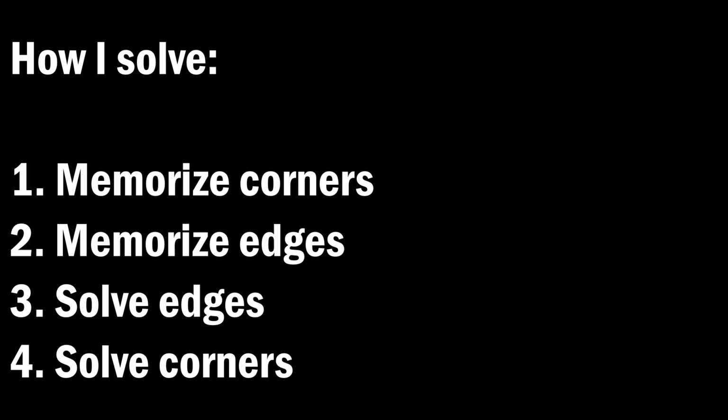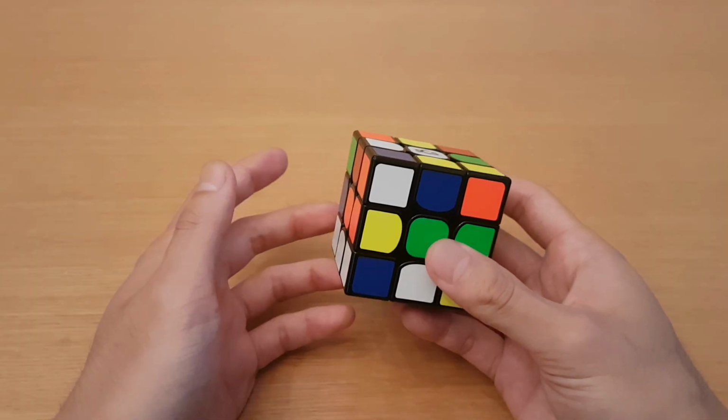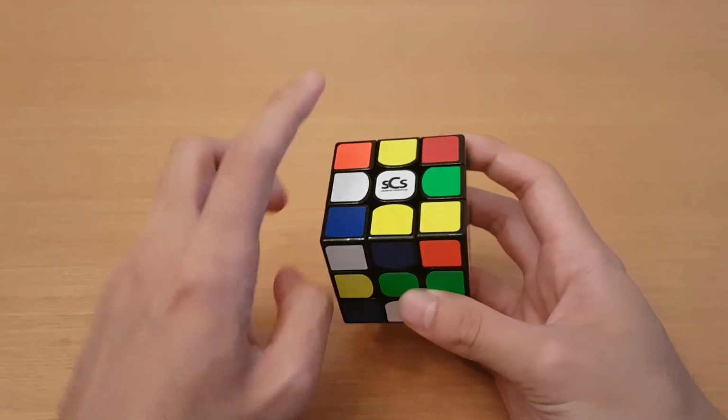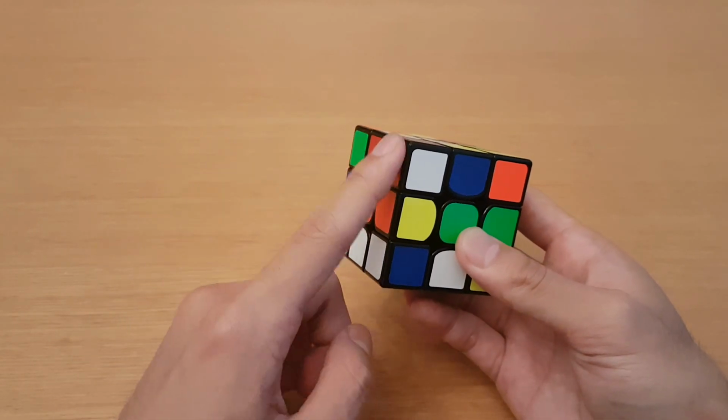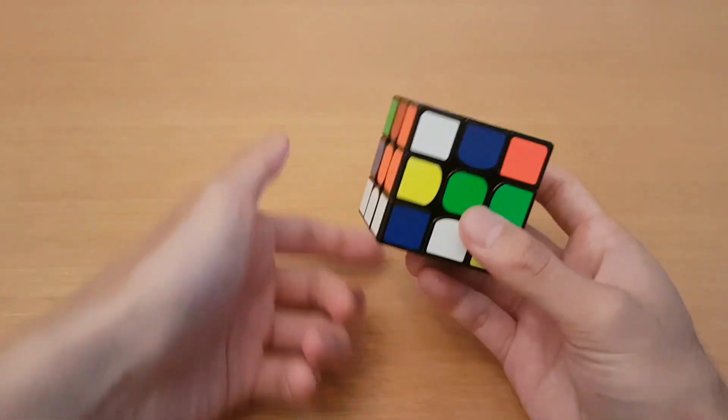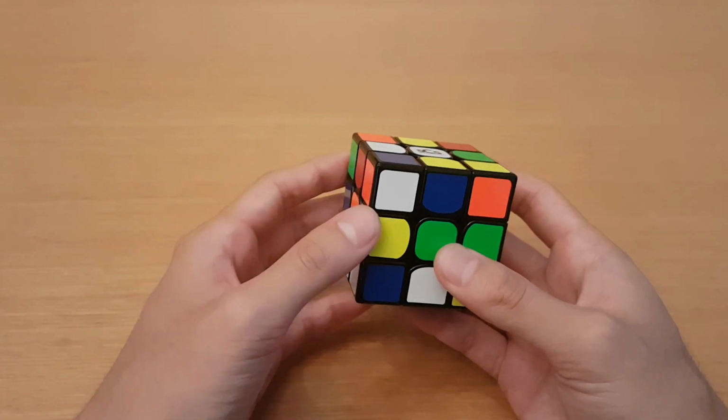So the order that I do things in is memorize corners, memorize edges, and then solve edges, and then solve corners. All right, now keep in mind I'll be using the SPEFZ lettering scheme, which goes A, B, C, D around clockwise for every side, so E, F, G, H, and so on all the way around, and a link to that is in the description.